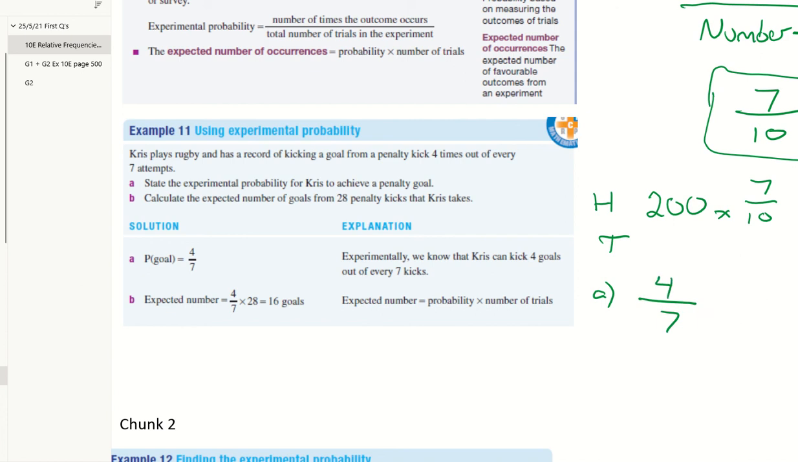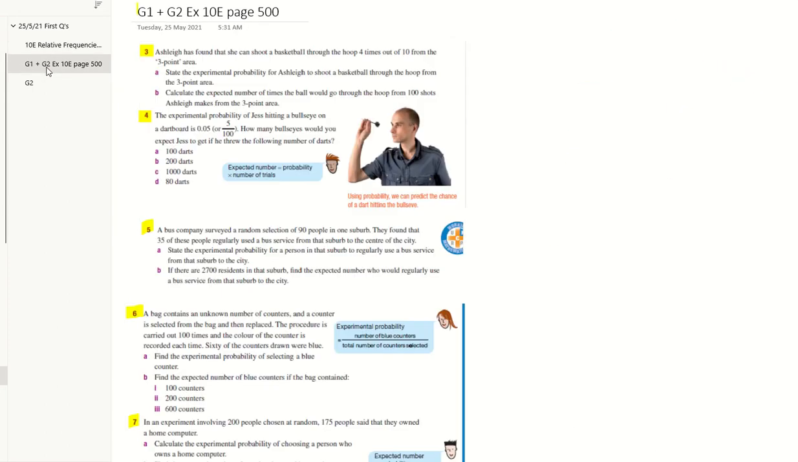Total number he gets is 4. That's the answer. Now, if they ask us, if he takes 28 kicks at goal, and we want to see how many we expect him to get, we're going to have 28 kicks at goal. We're going to times that by the relative probability we found, 4 on 7. Put that in your calculator, 28 times 4 over 7, and you'll find the answer of 16.